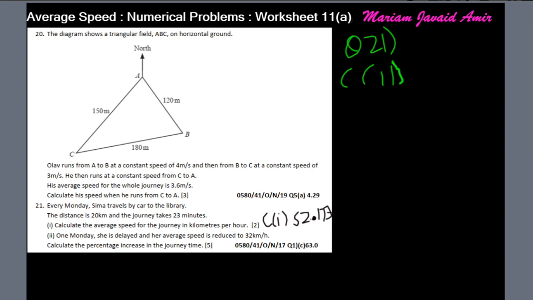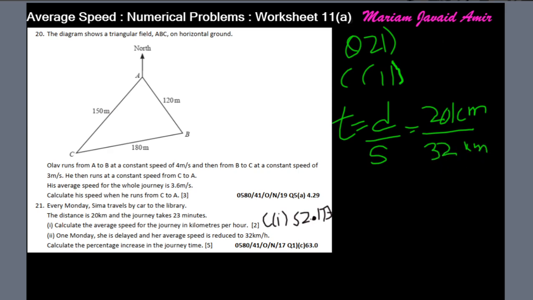So we need the time for the second part of Monday's journey. Time is distance over speed. Distance is the same, 20 kilometers, over speed is 32 kilometers per hour. So we'll get our answer in hours. 20 over 32 is 0.625 hours.